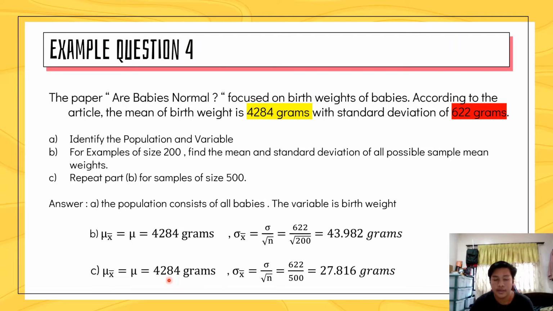So for the C answer, we got that the mean of the sample mean is the same, 4,284 grams. And then for the standard deviation of the sample mean, we changed the sample size to 500, and then we got that the standard deviation is 27.816 grams. So this is answering this question.